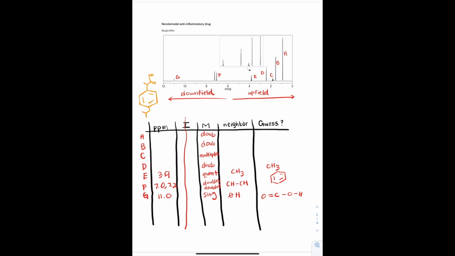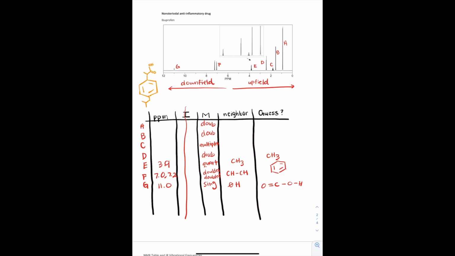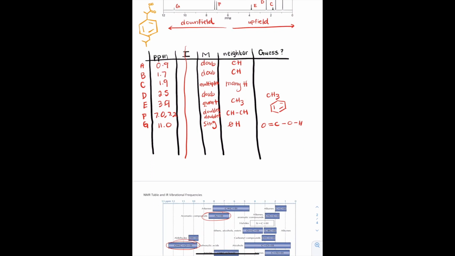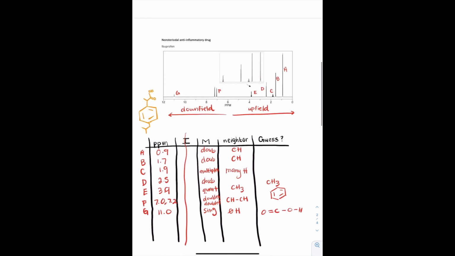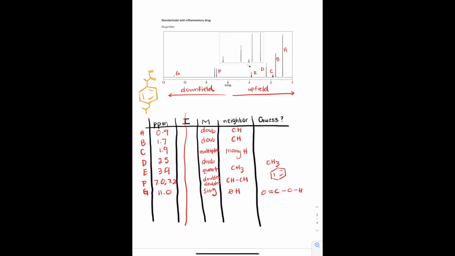And I'm going to quickly fill in the ppms here. And that just means that there's going to be something attached to multiple hydrogens. Okay, so I filled in the ppms, and the neighbors, I'm going to go ahead and say that these 2 are probably CHs. This one has many hydrogens. And so for our guess, I think it's best to look at this chart and see what we've got. So we've got peak D at 2.5. So if we look right around here, you can see carbonyl compound, that's perfect. So that'll go along with the structure of ibuprofen right here.